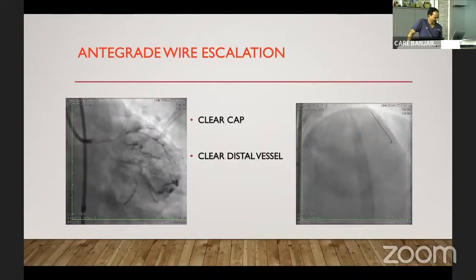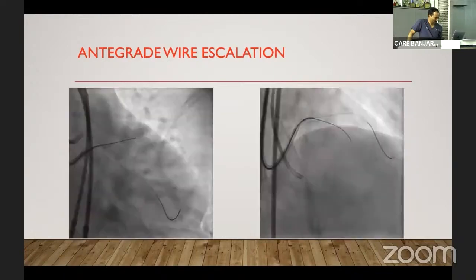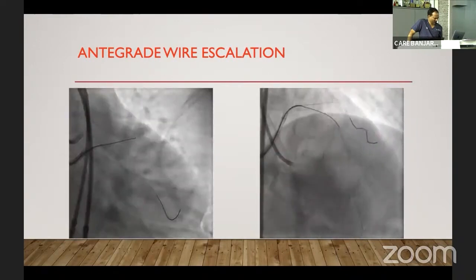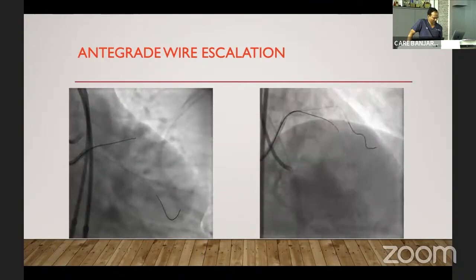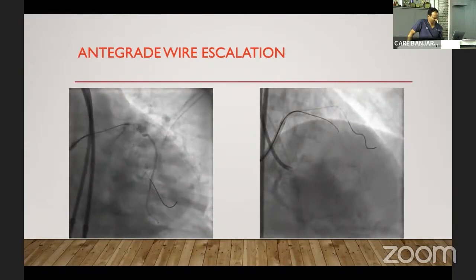I think you can see that this is a clear vessel and a clear distal vessel. And you can see here, I tried with the Fielder XTR, but it didn't go, and then we escalated to Gaia 2. And since we know the distal vessel course, we directed Gaia 2 into the distal vessel. And now comes understanding your escalated wire's relation with the distal vessel. That is very, very important, which many neglect during the course of intervention.